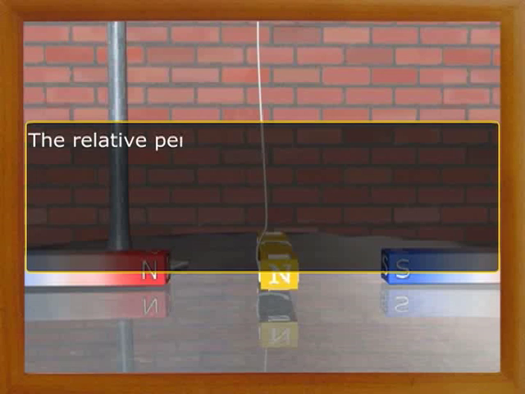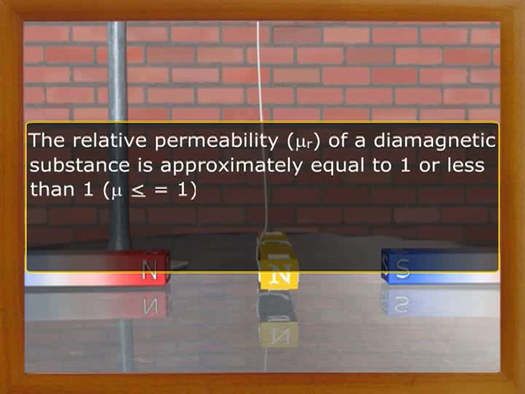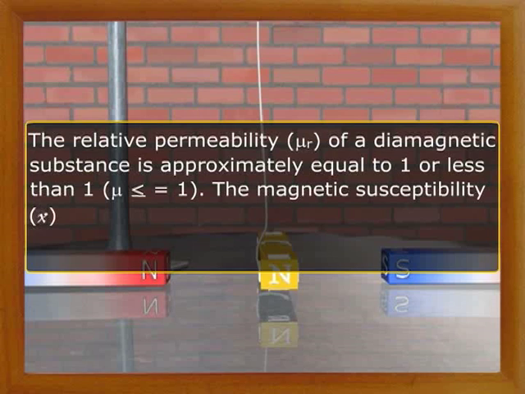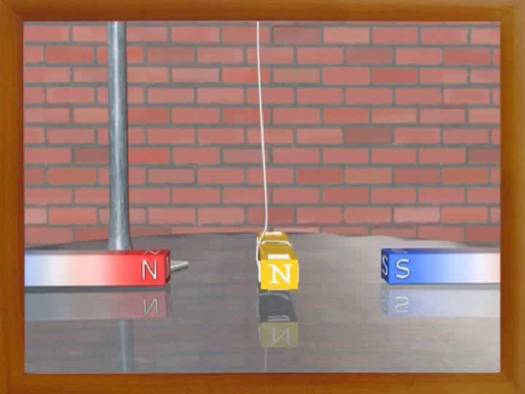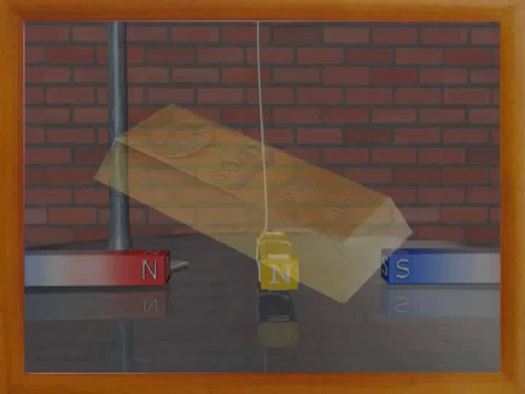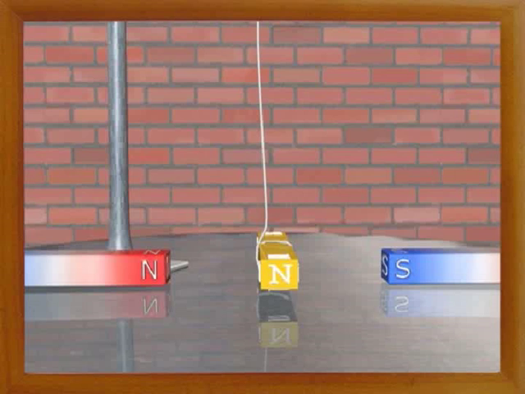The relative permeability μr of a diamagnetic substance is approximately equal to 1 or less than 1. μr is less than or equal to 1. The magnetic susceptibility of diamagnetic substance is small and negative. Some more examples of diamagnetic substances are gold, alcohol, mercury, and hydrogen.